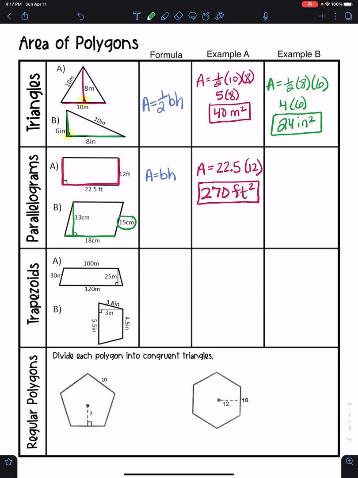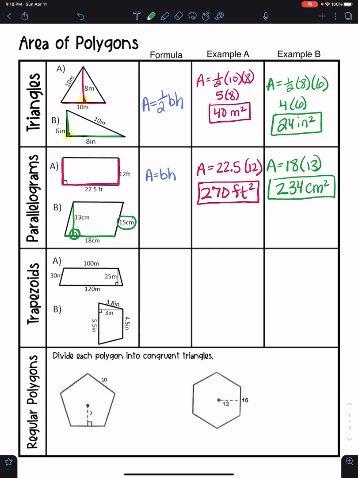So always look for that symbol here that indicates a right angle, and that's how you know you've chosen the right measurements for your base and your height. So we'll do 18 times 13, which again, if you need to, you can do on your calculator. You'll just punch in 18 times 13 and get 234 centimeters squared.